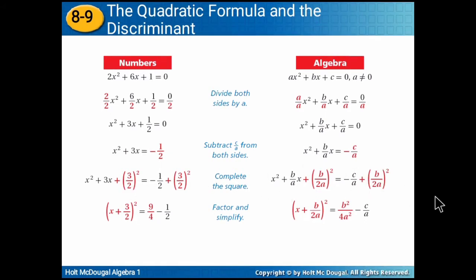Next, we are going to complete the square. Since we moved the 1 half, you find half of 3. We have 3 half squared, then square it. Here they used a shortcut but did not simplify. Here we factor and simplify: we have 9/4 minus 1/2, and you factor this so it becomes x plus 3 half squared, the square of x plus 3 half. This is what was done here.